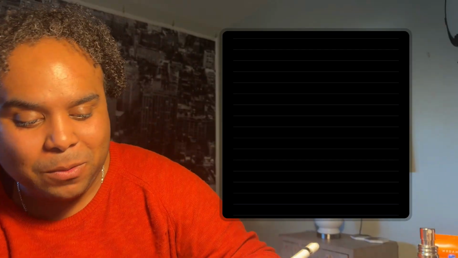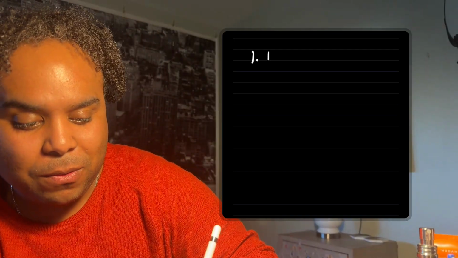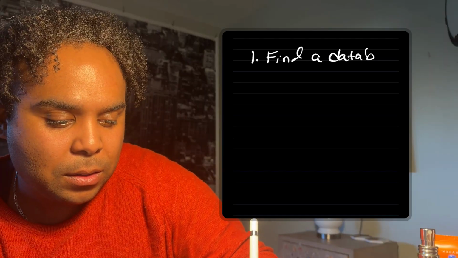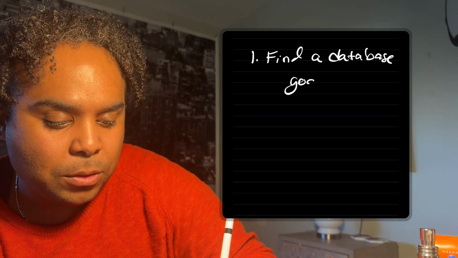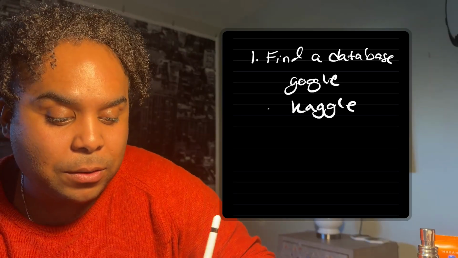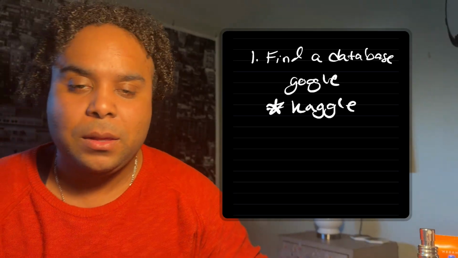Okay, how to make thousands of SEO ranked pages instantly with AI using a database. Let's get into it. So, step number 1, you are going to find a database. You can use Google to search for one, or you can use a site called Kaggle. Kaggle is great. This is the one that I use. Let's take a look.